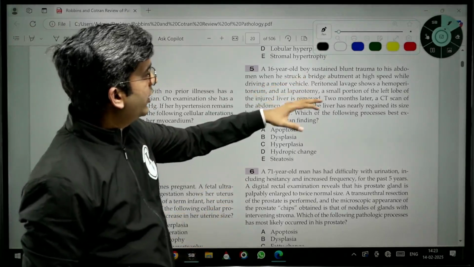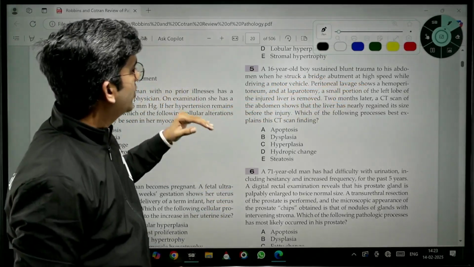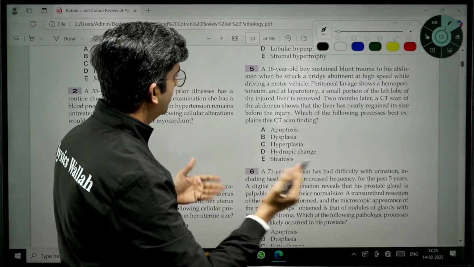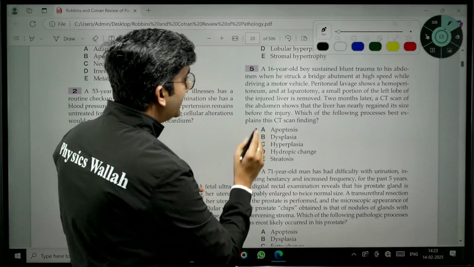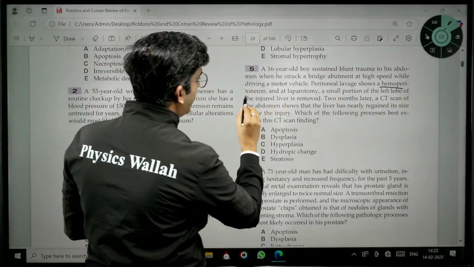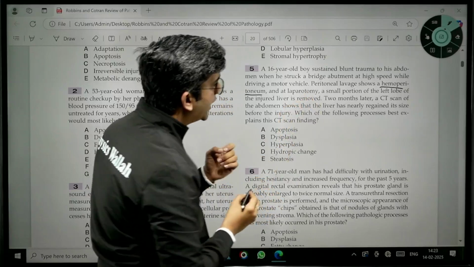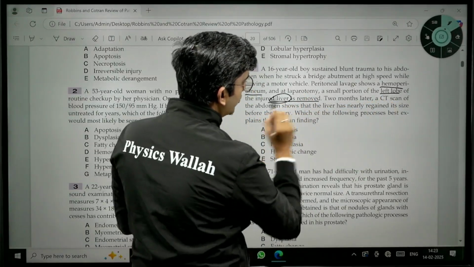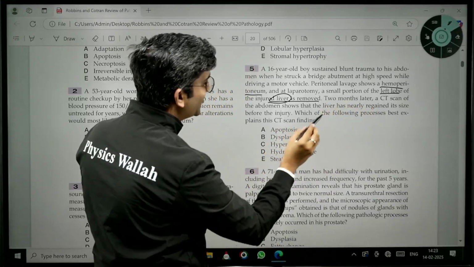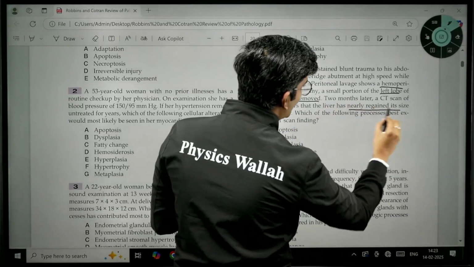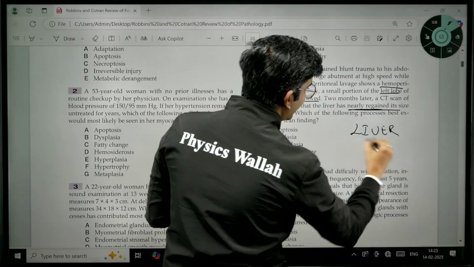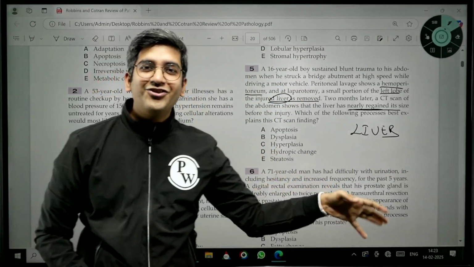A 16-year-old boy sustained a blunt trauma to the abdomen when he struck a bridge abutment at high speed, some road traffic accident. Peritoneal lavage shows hemoperitoneum, and at laparotomy a small portion of the left lobe of the injured liver is removed. Two months later, you see that the liver has almost regained its size, right? That's the beauty of the liver. The liver can come back from the ashes. It's like a phoenix bird.